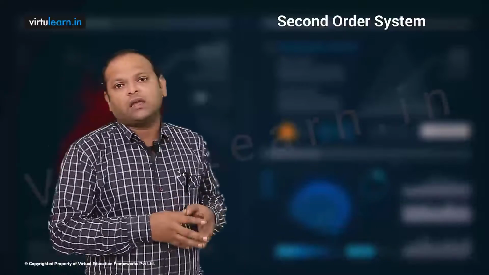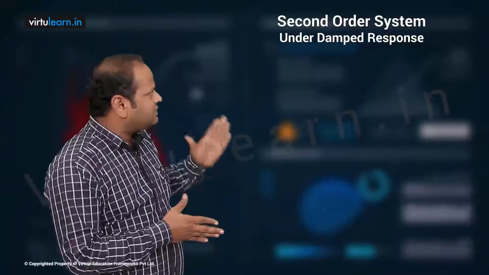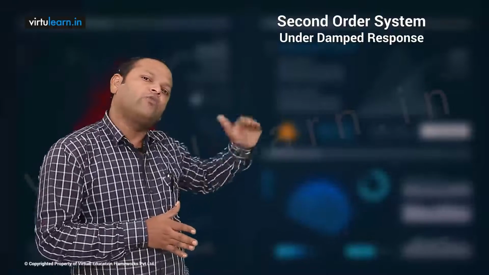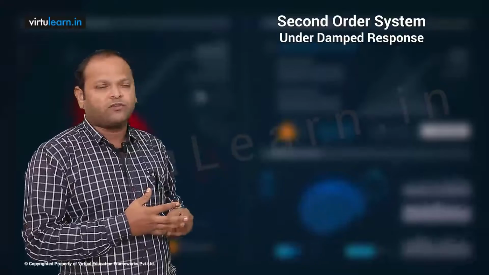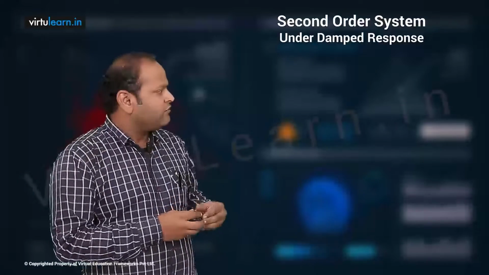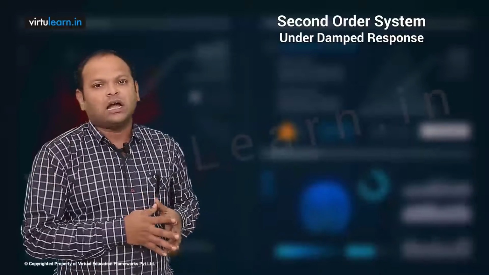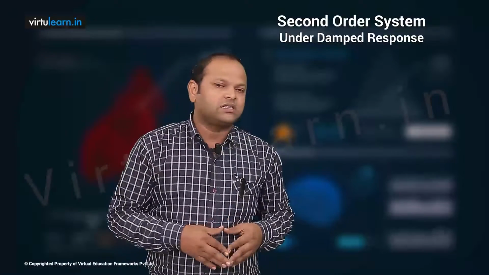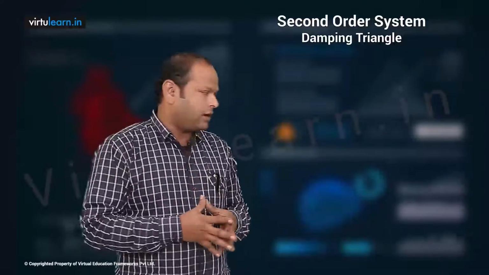So I want to take the underdamped system, and for this underdamped system let us give a step input, and for this step input I want to find what is the response, which means the step response of the underdamped system. First we will take underdamped, we can slightly extend and we can get the other damped responses also. So before starting that derivation, let us look at the damping ratio triangle, or usually called the damping triangle.